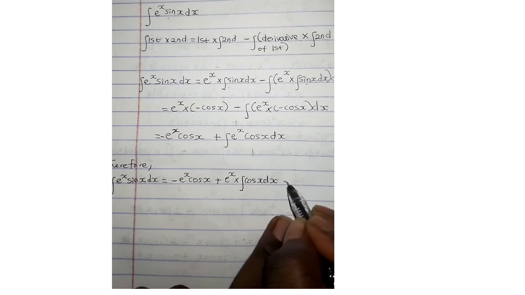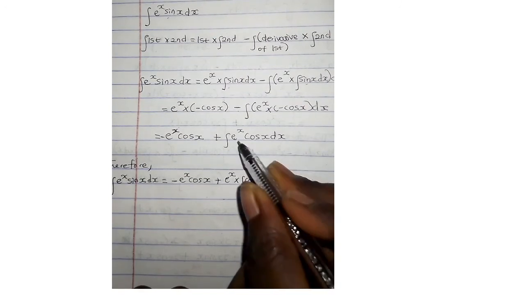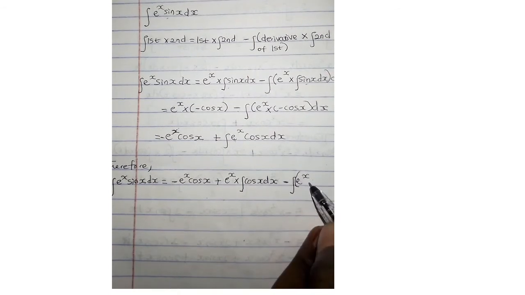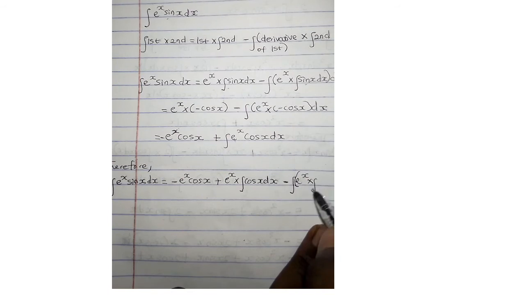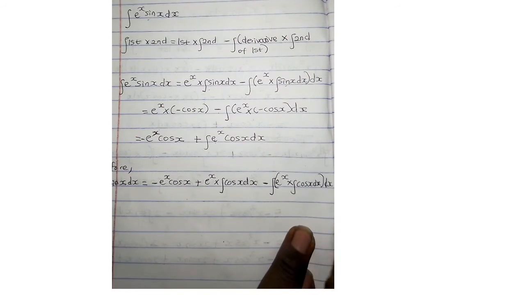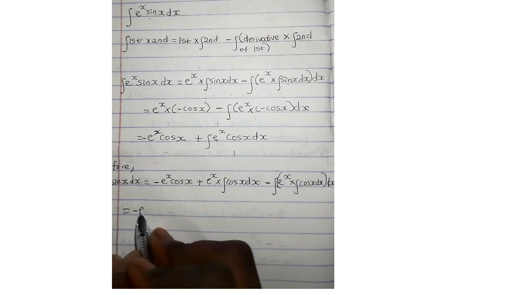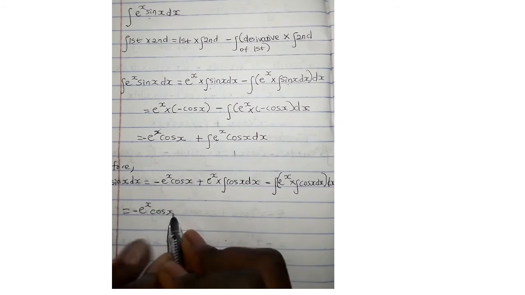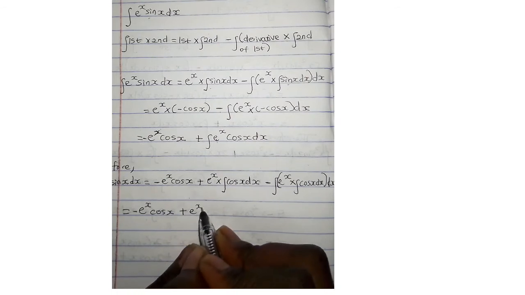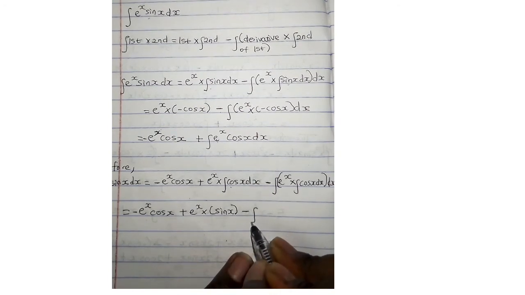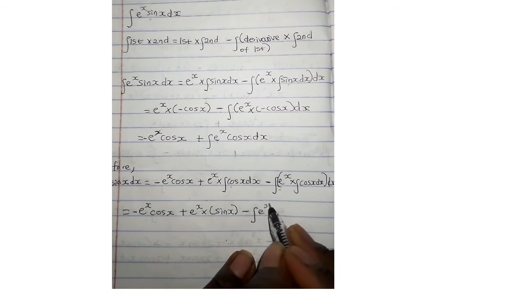Alright, subtracting the integral, the derivative of the first, which is exponential x, is going to give us exponential x, multiplying the integral of the second, all into dx. Right, so now we're going to have here negative exponential x cos x plus exponential x. When we integrate this, we're going to have sine x, alright, subtracting the integral of this, which is exponential x.